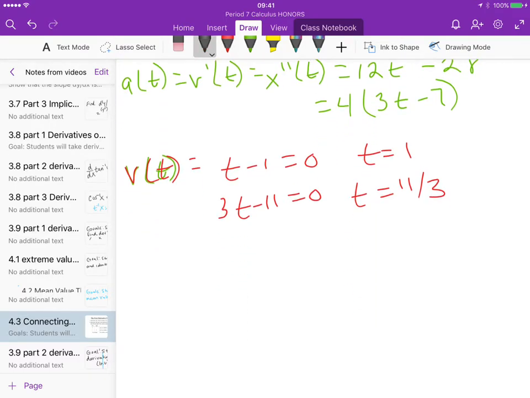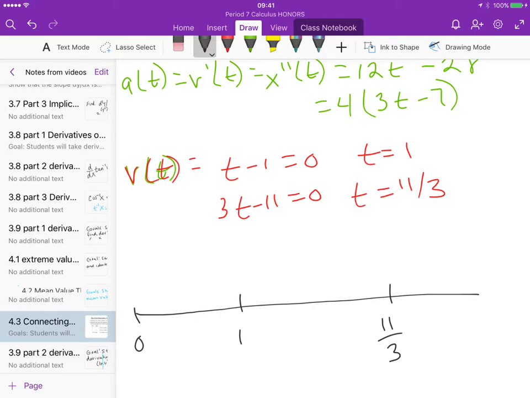So let's draw our number line. We have a critical point at 1 and a critical point at 11 thirds, and we actually have a third critical point. It's going to be here at 0. Why is it going to be 0? Because that's our starting point. We know that as a specific end point, because it's not going to be anything less than 0, so we're going to put 0 involved in there as well too.